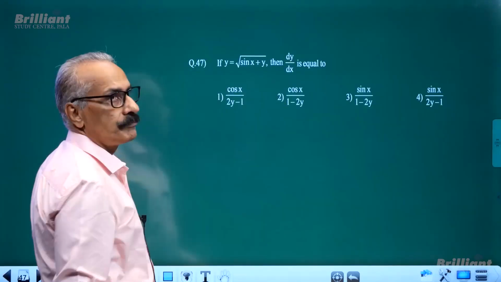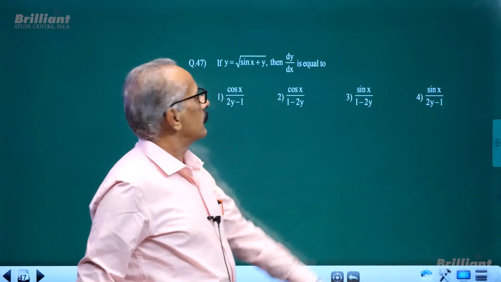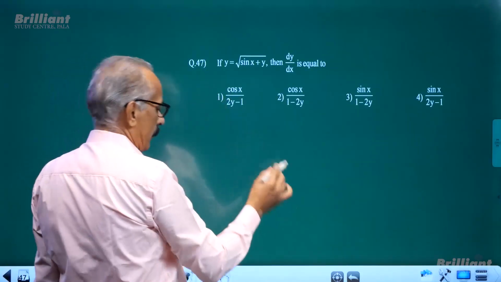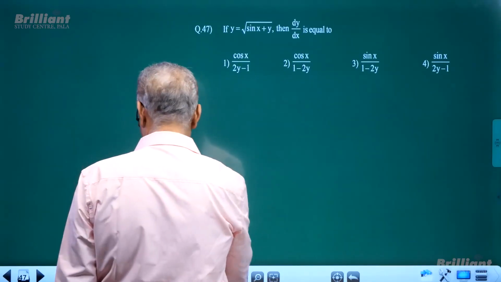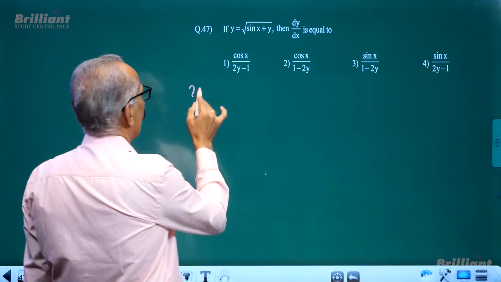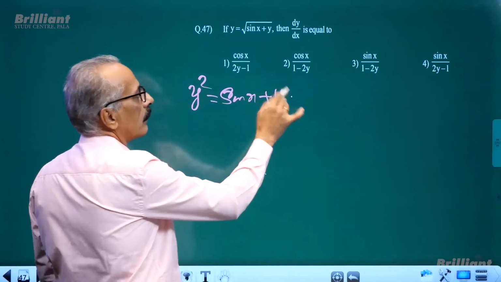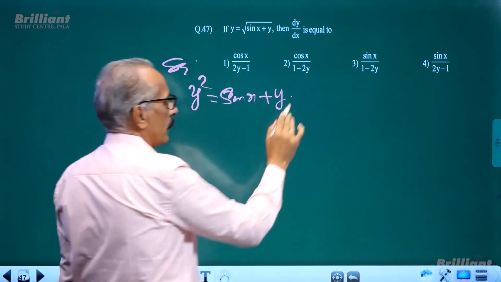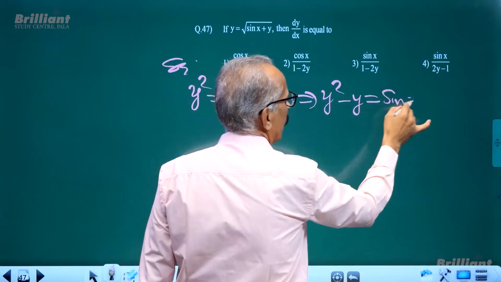On to the next. y is equal to this. Seeing this answer, it is a very simple answer, so the root should be cancelled. So what are we given? Your question, I say: y square equal to sin x plus y. Okay, squaring. Now group your y together. That is y square minus y is equal to sin x.